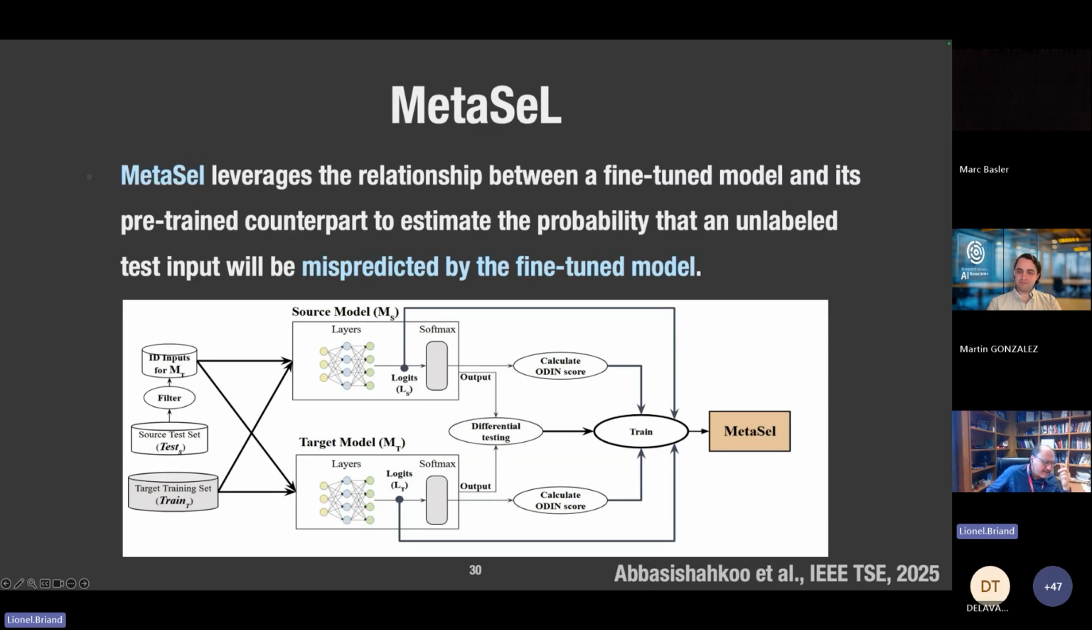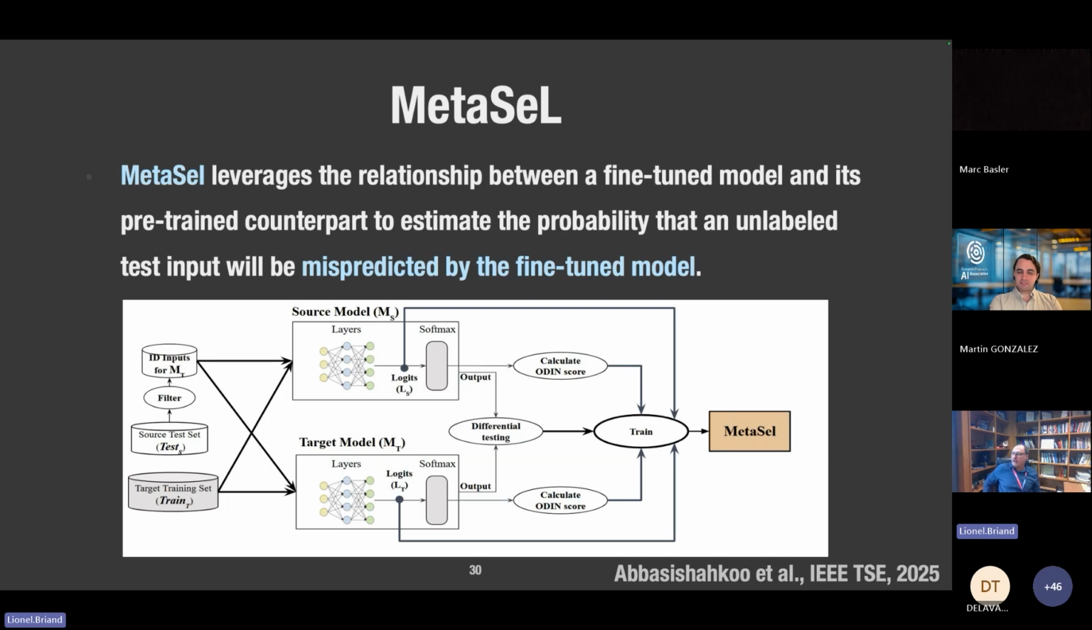One of the projects I haven't presented was about testing fine-tuned models, and here we use out-of-distribution scores to decide which inputs to test on the fine-tuned model in order to minimize the testing effort. We look at the differential testing results in terms of output between the two models, but we also look at the Odin score of the output of the source model and the target model. By target model, we mean the fine-tuned model, okay? The target model here is basically the source model that has been fine-tuned to a specific context.